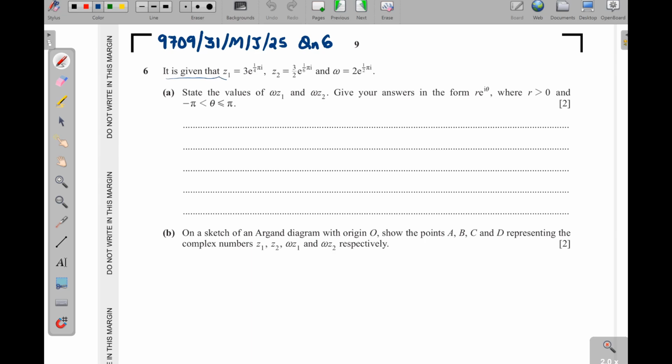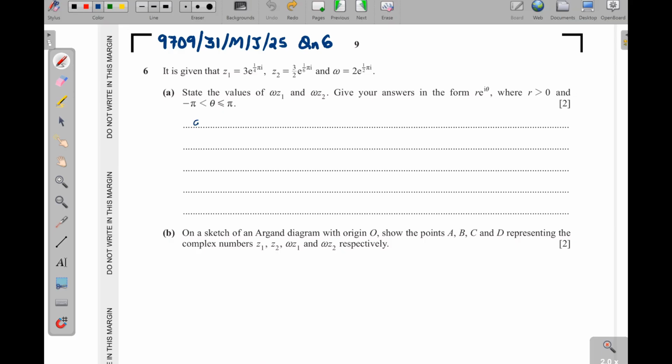It is given that z1 is equal to 3, then e to the power of pi over 4 i, z2 is equal to 3 over 2, e to the power of pi over 6 i, and then omega is equal to 2, then e to the power of pi over 2 of i. Part A, state the values of omega z1 and omega z2. Give your answers in the form r e to the power i theta, where r is greater than 0, and theta ranges from negative pi to positive pi.